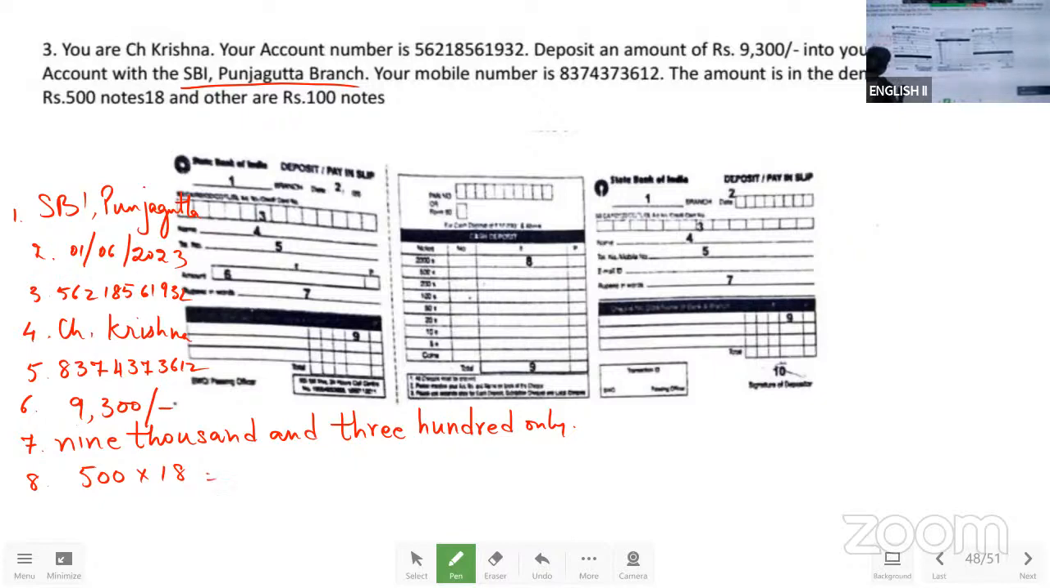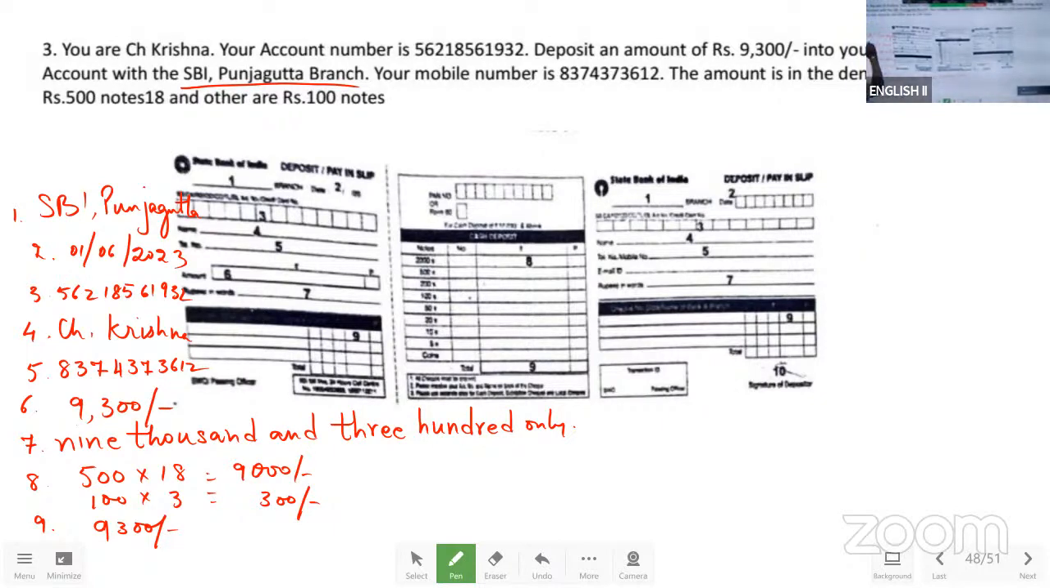9,000. Then 100 into 3 is 300. Total ninth is 9,300 only. Got it, children? The 10th is your signature.